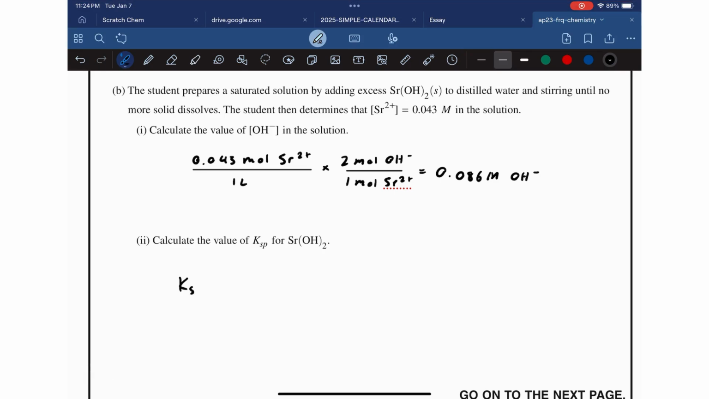For part B2, calculate the KSP. We know that the KSP value equals Sr2+ multiplied by OH- squared. Plugging both the Sr2+ and OH- concentrations into a calculator will yield 3.2 times 10 to the negative 4.